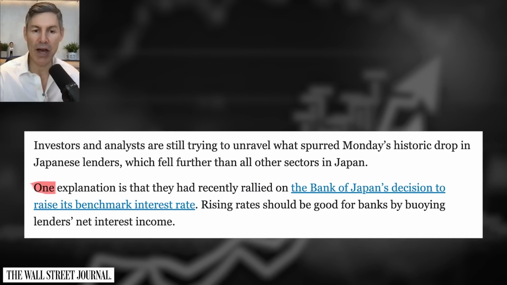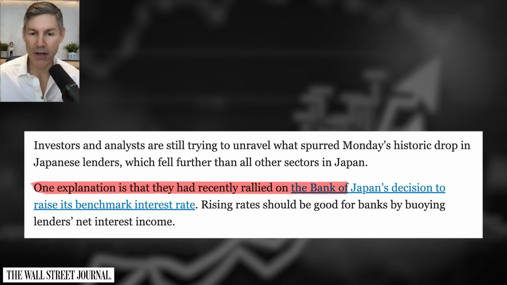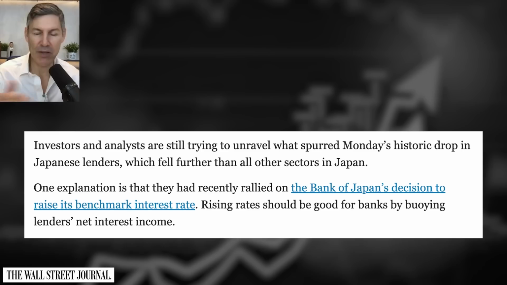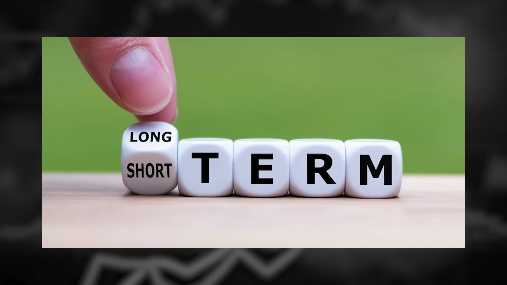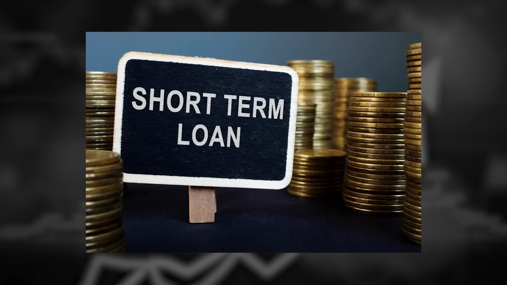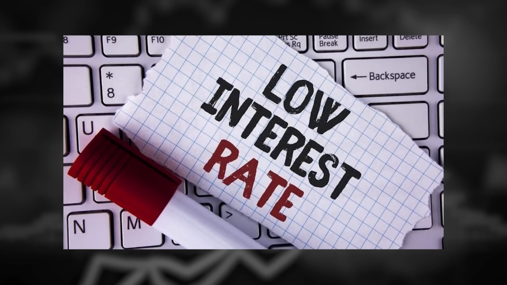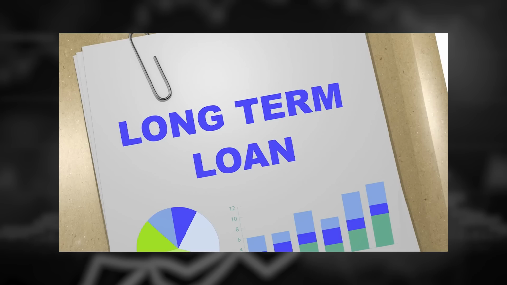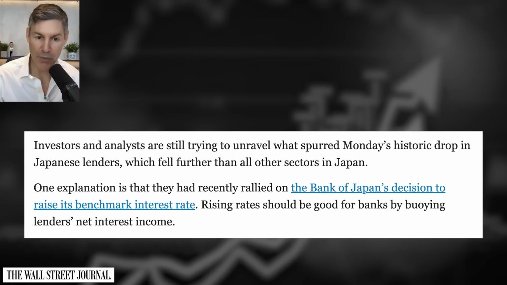So they say one explanation is they had recently rallied on the BOJ's decision to increase its benchmark rate. Everyone thinks this is good for banks because it steepens the yield curve a little bit. And usually the banks make their money by borrowing short and lending long. So they borrow at short-term interest rates, which are usually lower, and then they lend at longer-term interest rates, which are usually higher. They pocket the spread.